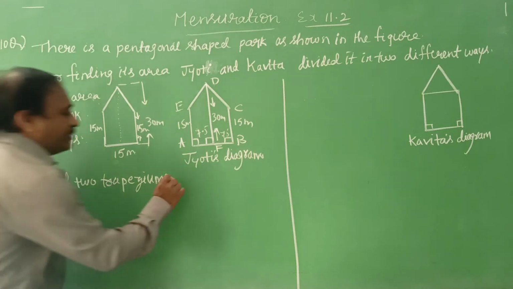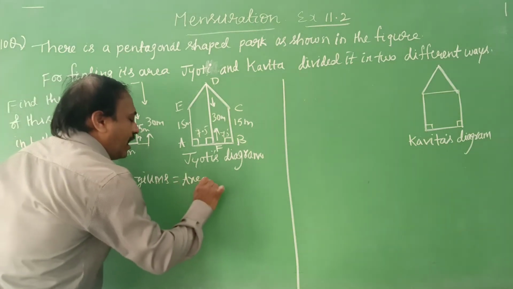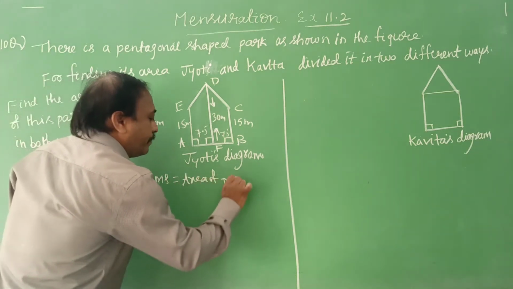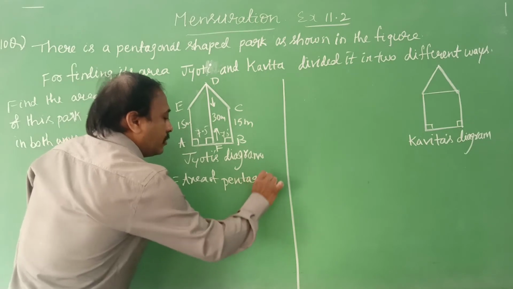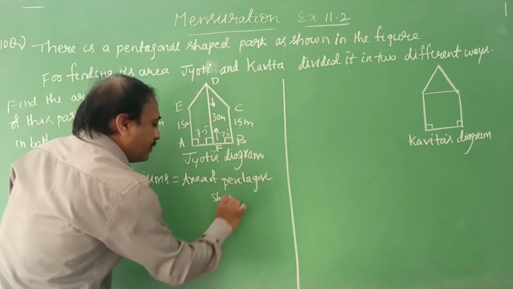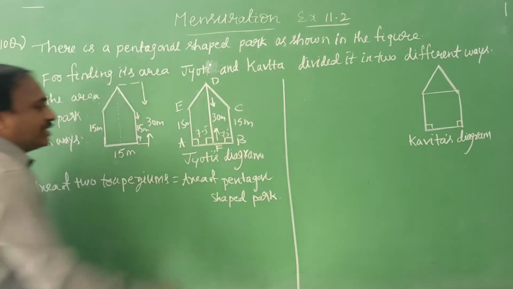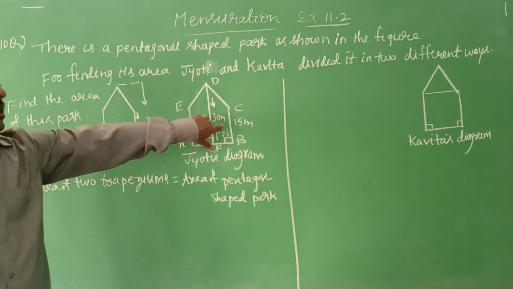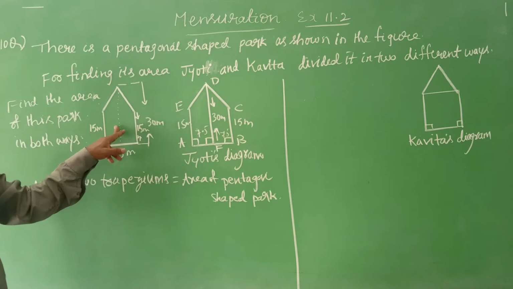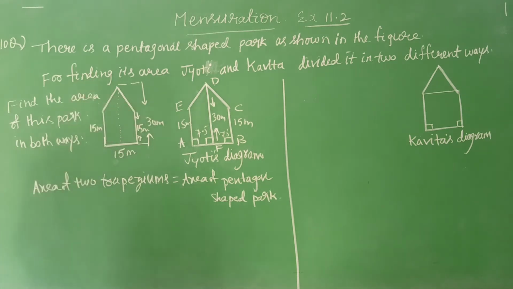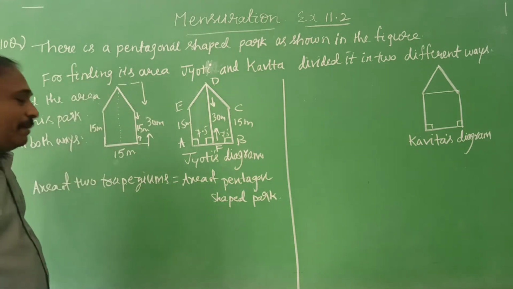Area of 2 trapeziums is equal to area of the pentagon. Pentagon-shaped park. Here in Jyoti's method, area of 2 trapeziums is nothing but the area of the pentagon shape. What is the area of one trapezium formula? Half h into a plus b.